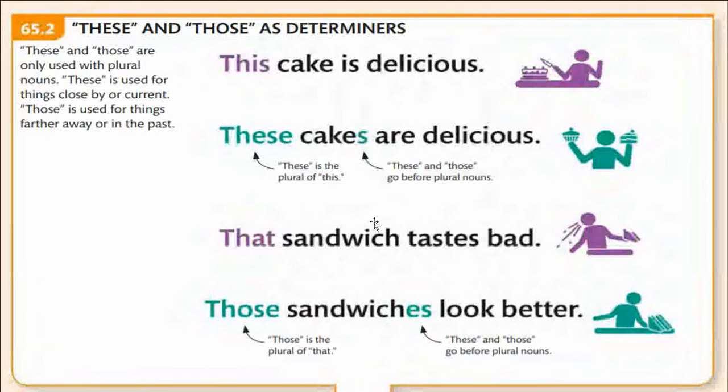This noun is plural. That sandwich tastes bad. That is a pointer pointing to something far away. Those sandwiches. Why es? Because ch sound takes es. Those sandwiches look better. Now those is used for plural of that and those is used as a pointer for something that is far away. These and those go before the plural nouns. So those is used before plural nouns.